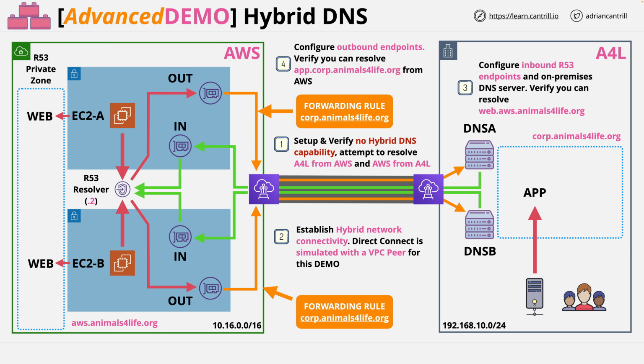So the architecture of this is that this query originates inside the AWS environment. It goes to the Route 53 resolver. Because we have those rules in place, the Route 53 resolver knows for any corp.animalsforlife.org queries to use these particular outbound endpoints.